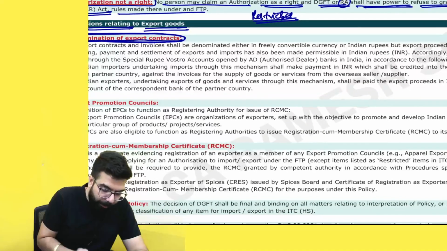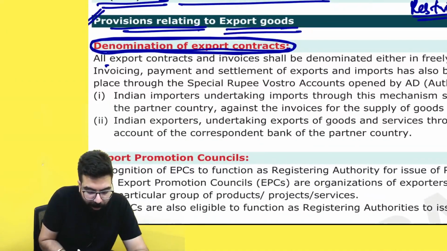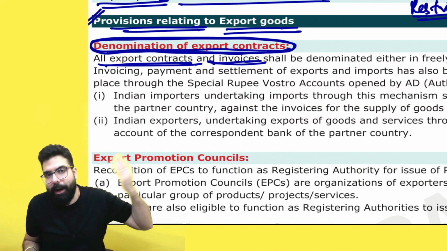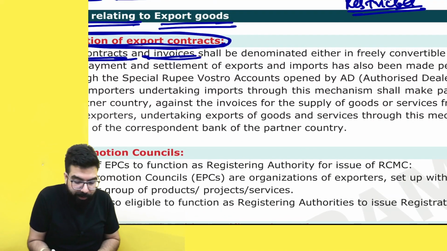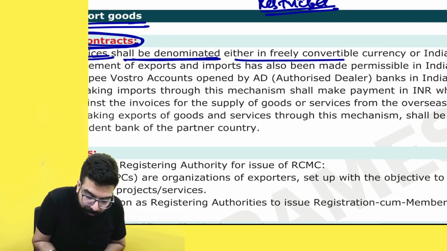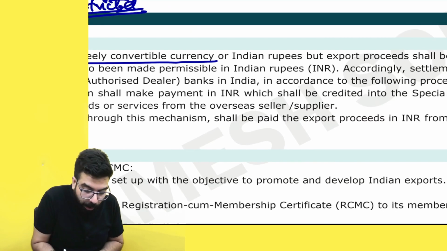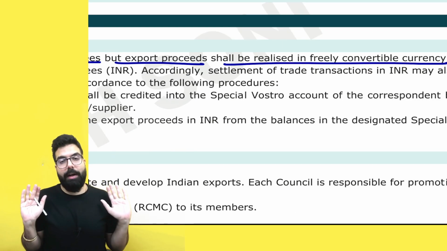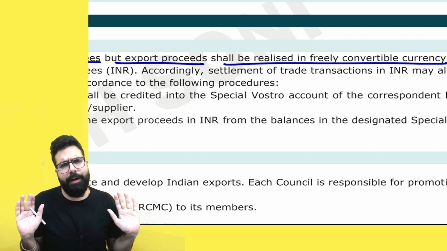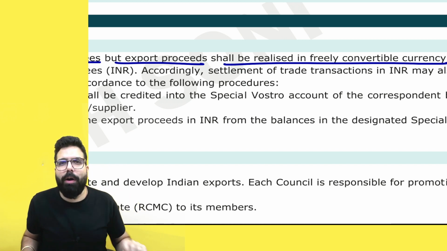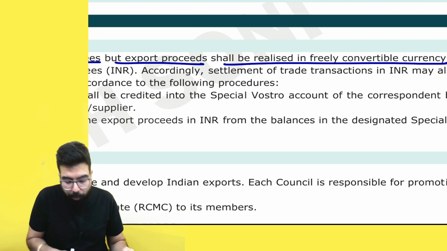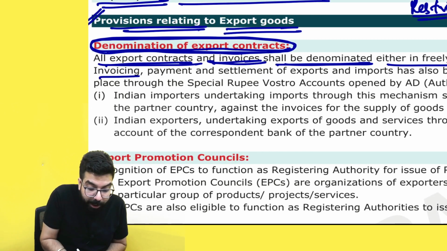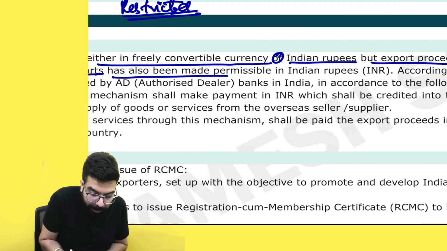You can remember, they are telling all the export contracts and invoices, whenever you are exporting, shall be denominated either in freely convertible currency, for example dollar, or INR, but export proceeds should always be realized in freely convertible currency. But now India is promoting Indian rupees. The Modi government is promoting the Indian rupee, and hence they have told that invoicing, payment and settlement of export and import has also been made permissible now.